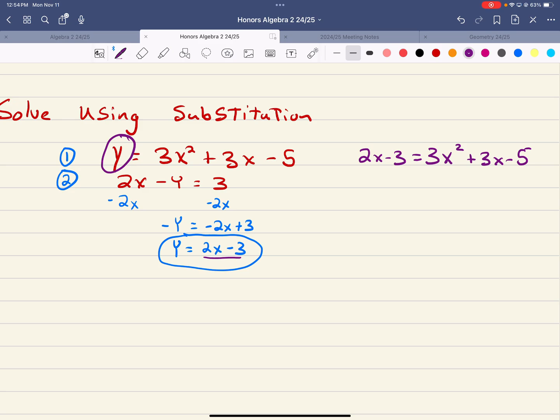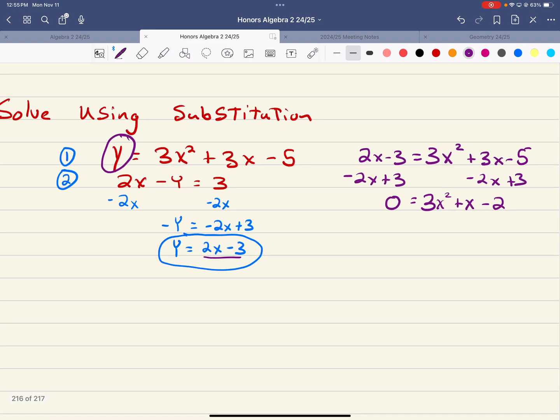Well, I've got a quadratic, I've got 3x squared. So that means I have to first set it equal to 0. So I'm going to subtract 2x and add 3 to both sides. So that gives me 0 is equal to 3x squared plus x minus 2. Okay, now I've got a quadratic. I've got it set equal to 0. Now I need to solve it.